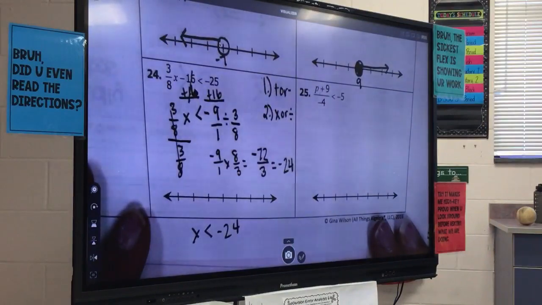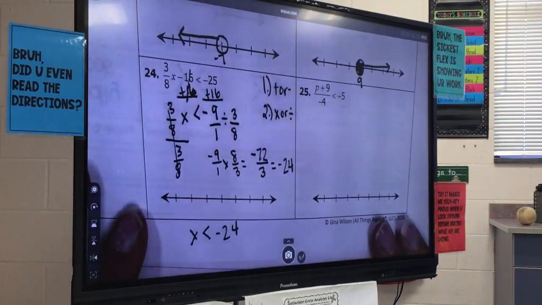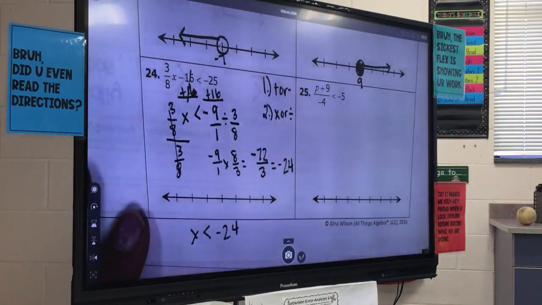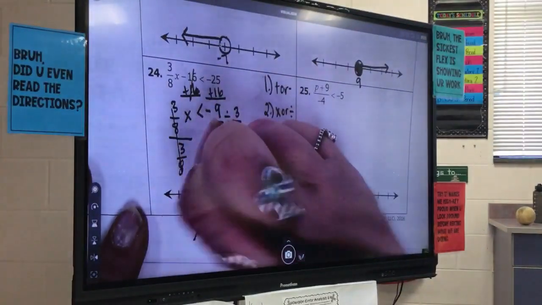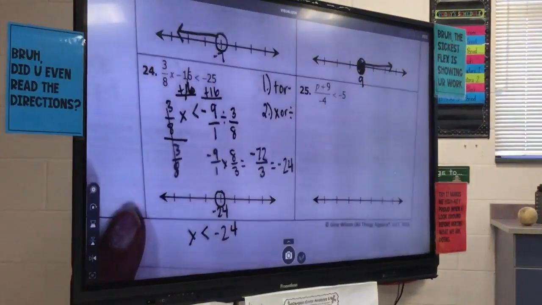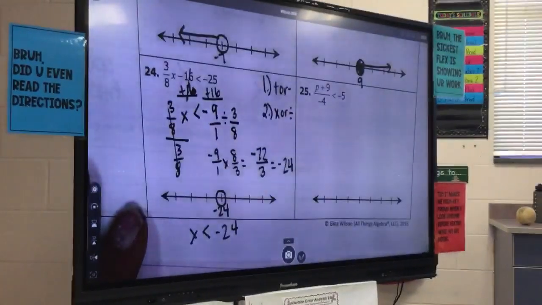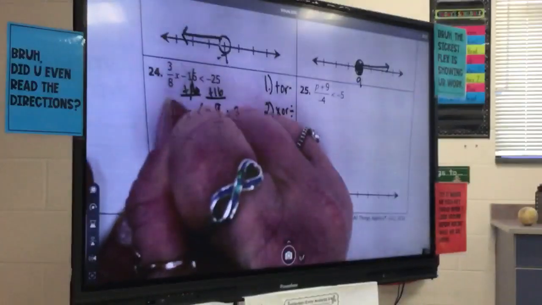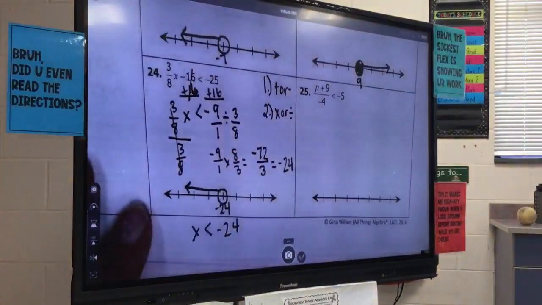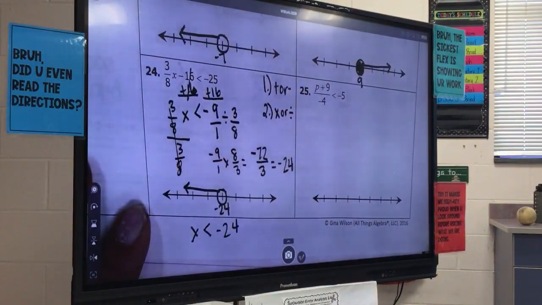So if you got this one wrong, please make sure you get the work to finish this one up. Is it an open or closed circle? And which direction, left or right? See where you went wrong, Graydon? Yes. Okay. All right, 25.